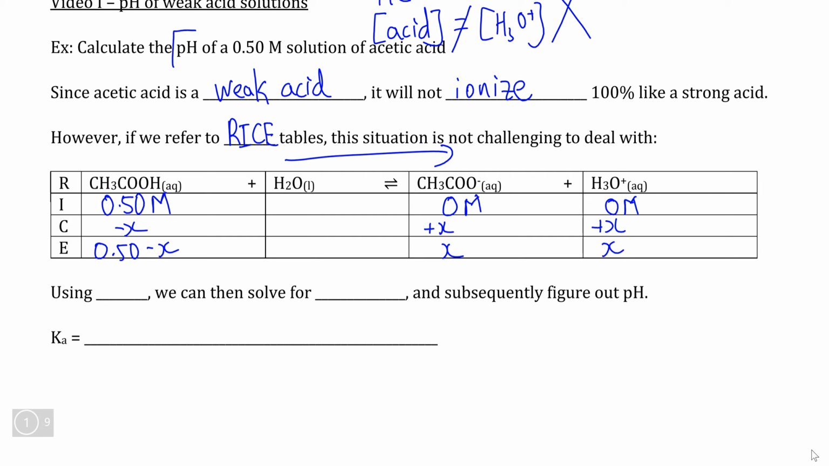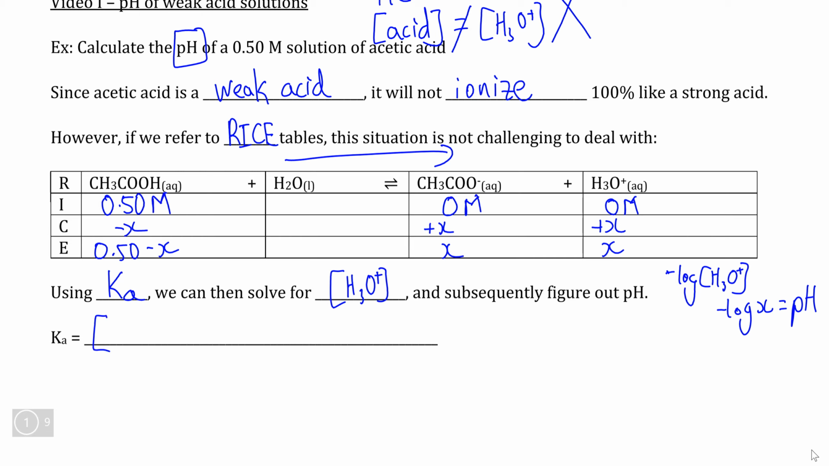Now remember that we're calculating pH here, and pH is simply the negative log of the concentration of hydronium, meaning that if we find x using Ka, which is the equilibrium constant for an acid ionization, once we solve for x, we have figured out what the concentration of H3O+ is, and then if we take the negative log of x, we can find what the pH of our solution is. So let's build our Ka expression so that we can actually begin to do our calculations.